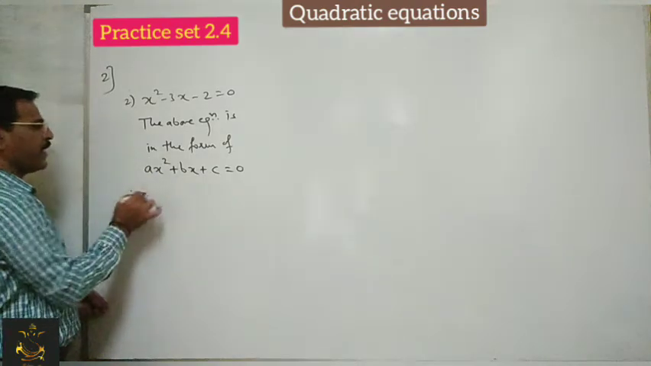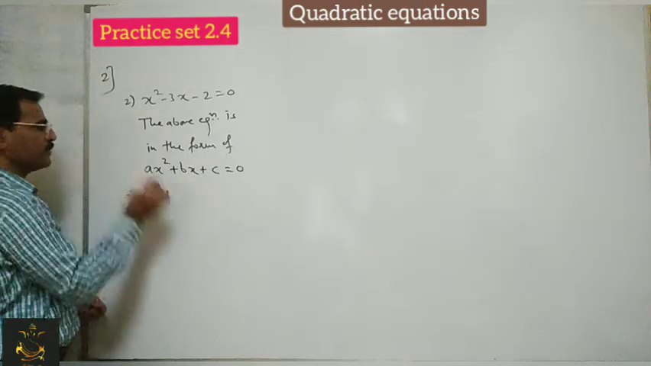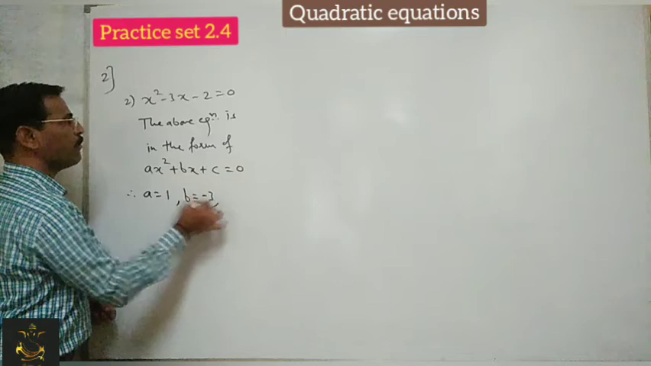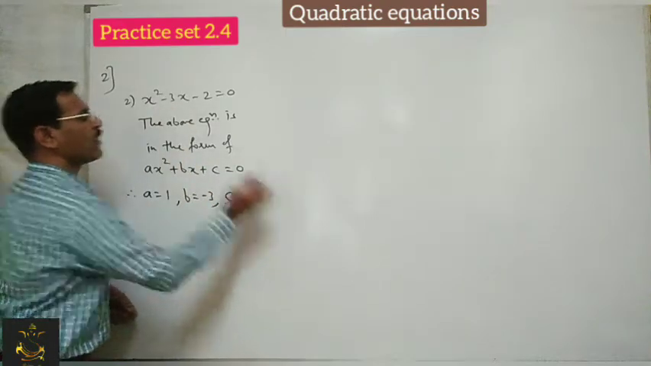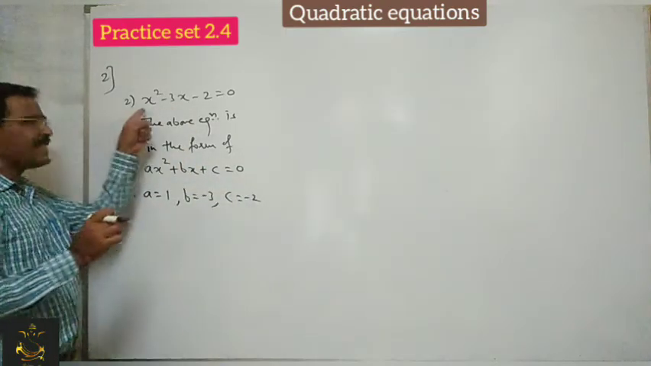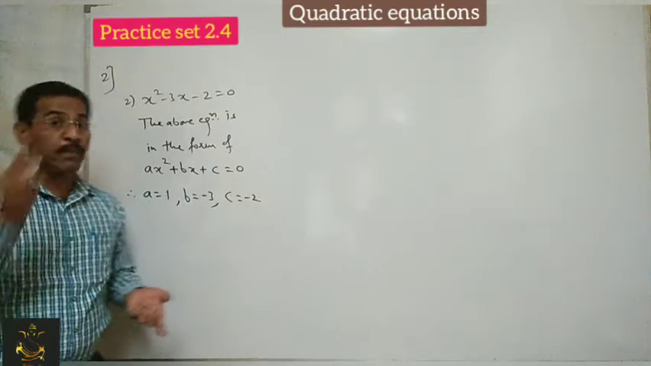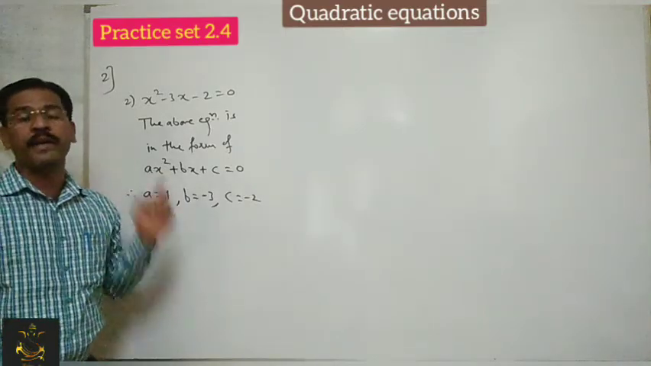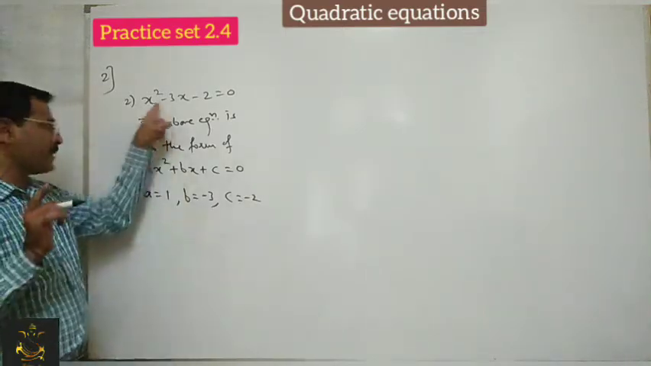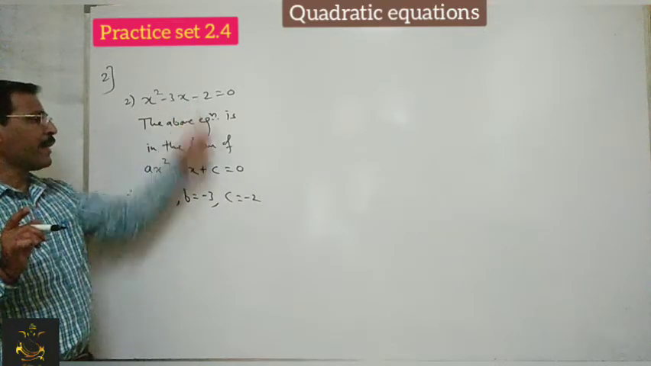Now just compare: a is 1, b is minus 3, c is minus 2. If there is a plus sign, no need to write that plus, but for a minus sign, without forgetting, write that minus sign. Like this here, minus 3 here, and minus 2 here.